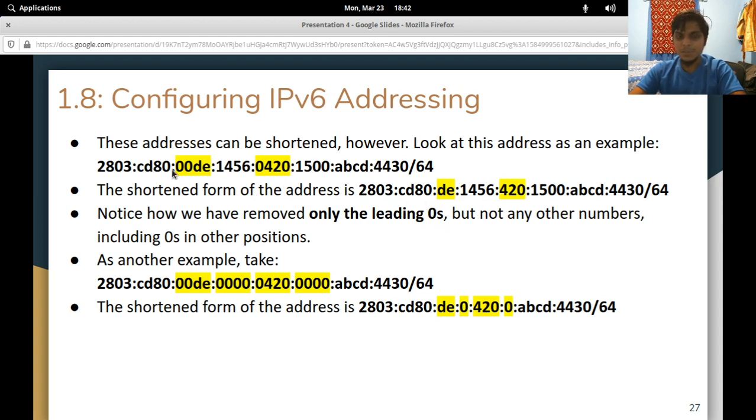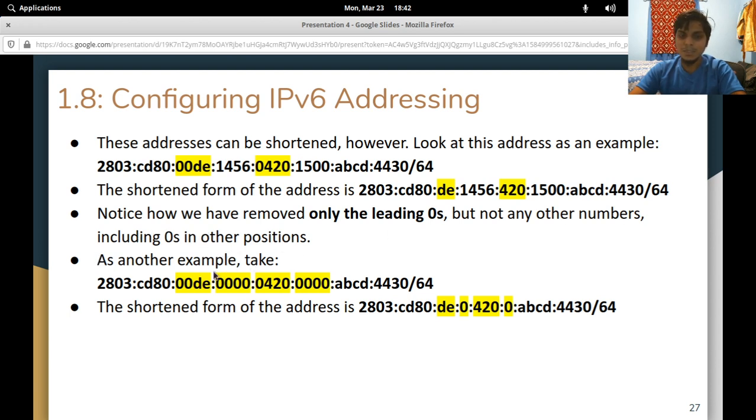Same thing with DE, we removed the two leading zeros, and that's a rule in IPv6. So we can remove leading zeros but not trailing zeros. So we can't remove the zeros here in 1500. If it was 0015, then no problem, remove these two zeros. But because it's after, you can't remove these trailing zeros in any group. Notice how we removed only the leading zeros but not any other numbers, including zeros in other positions.